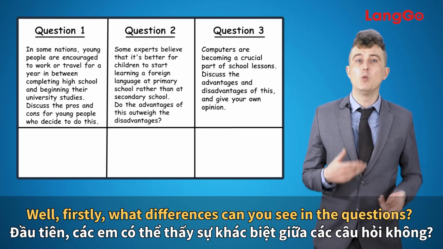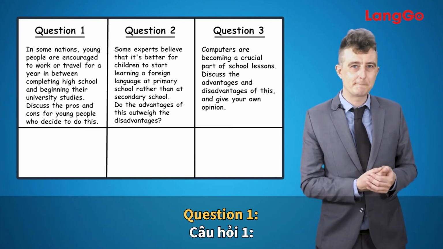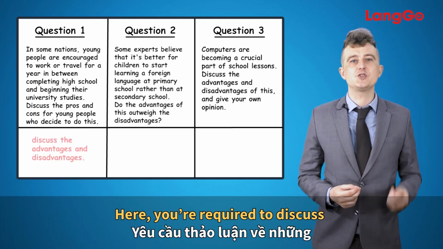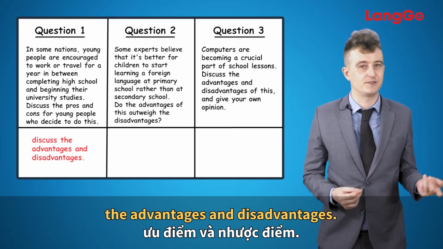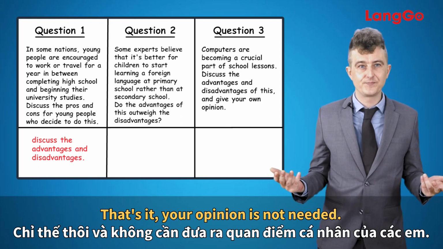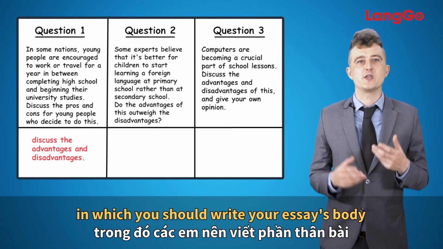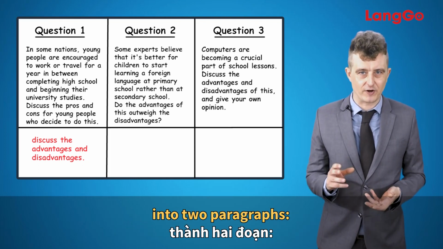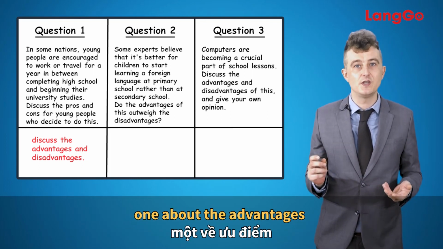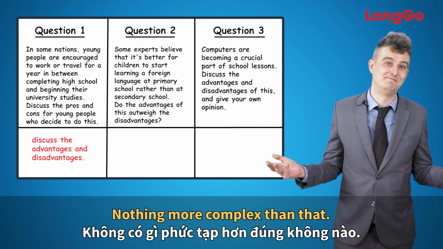Well, firstly, what differences can you see in the questions? Question 1. Here, you're required to discuss the advantages and disadvantages. That's it. Your opinion is not needed. This question requires a simple structure in which you should write your essay's body in 2 paragraphs, one about the advantages and the other about disadvantages. Nothing more complex than that.